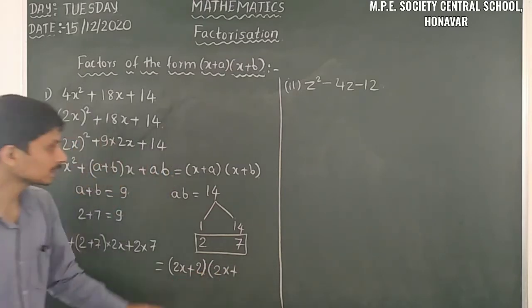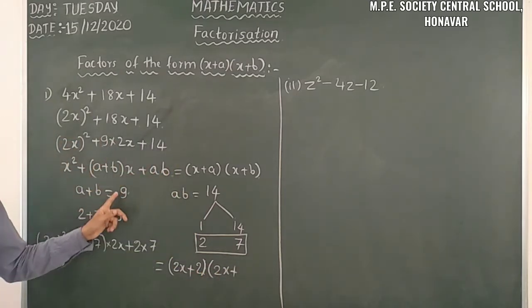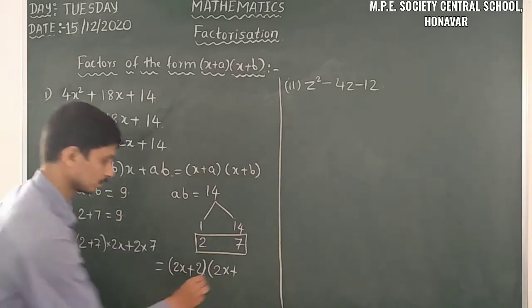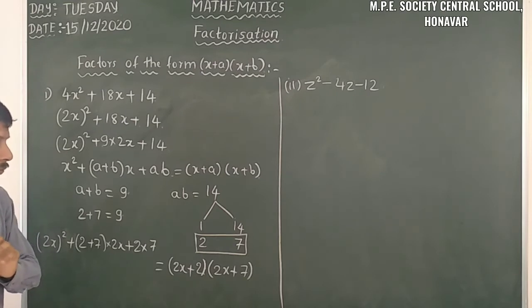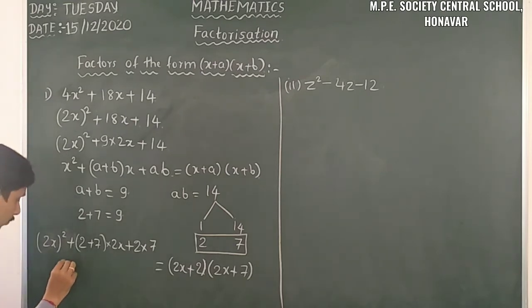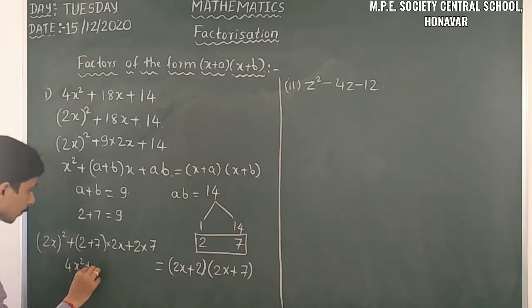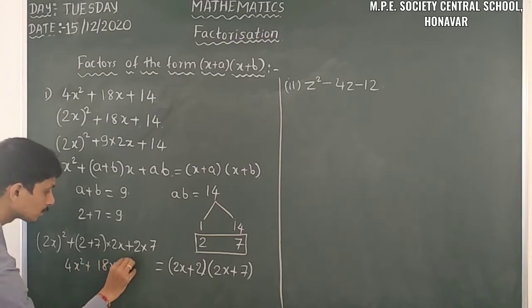It is 2x, plus what's the value of b here? The value of b is 7. So this is the answer: (2x + 2)(2x + 7). So when we expand, we have 4x^2 + 18x + 14.